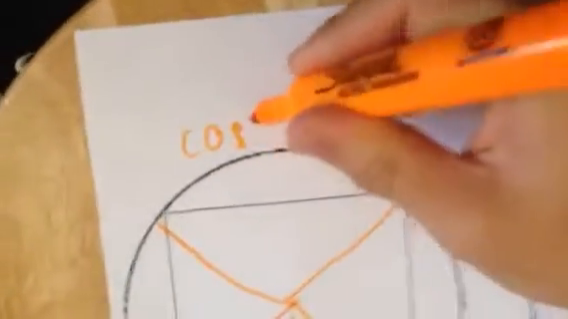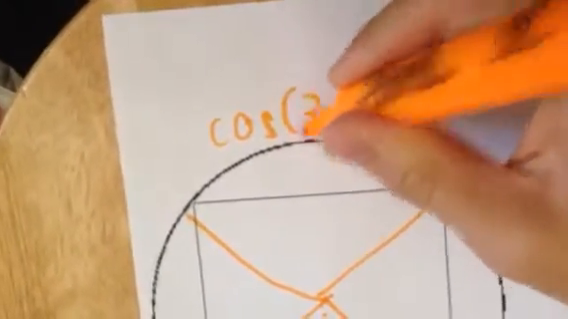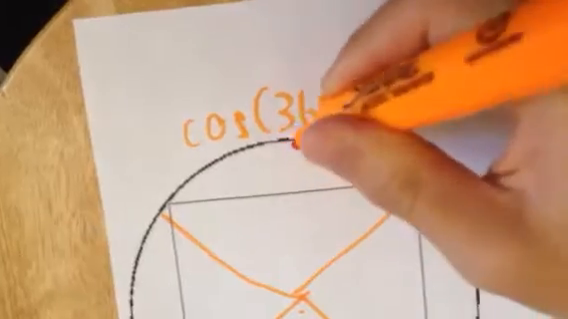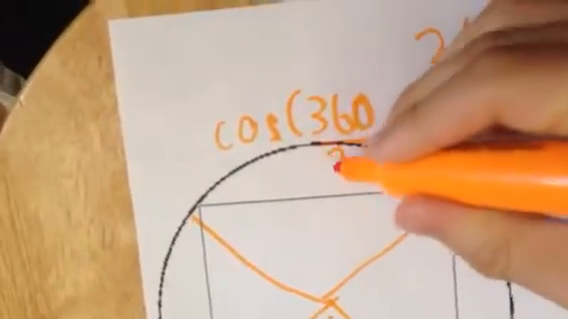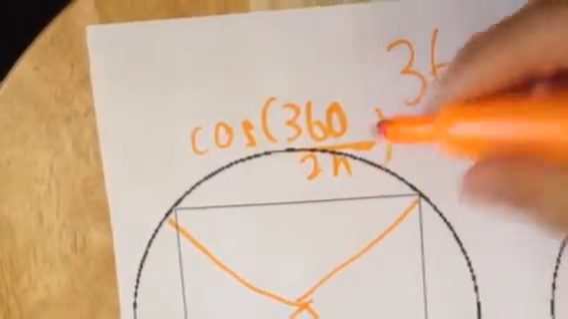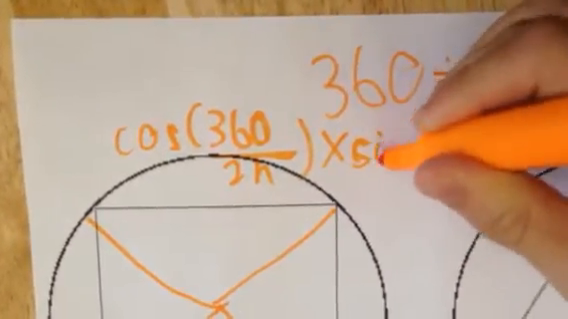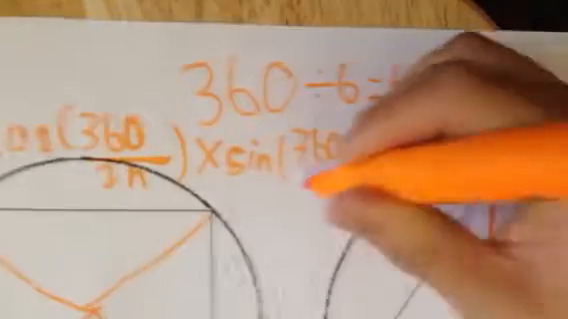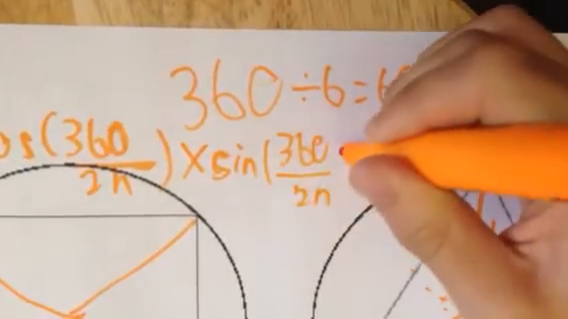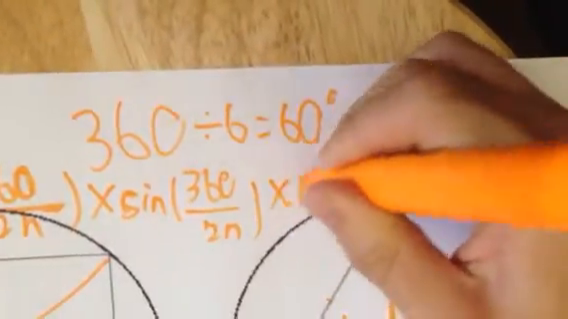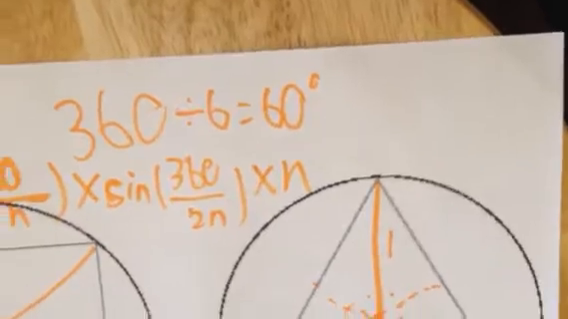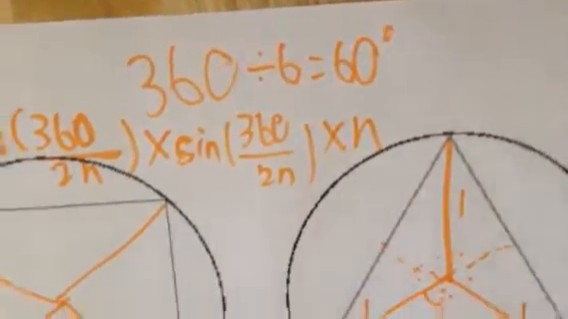cosine of 360 over 2n times sine of 360 over 2n, and times n, representing the number of sides. So let's check that.